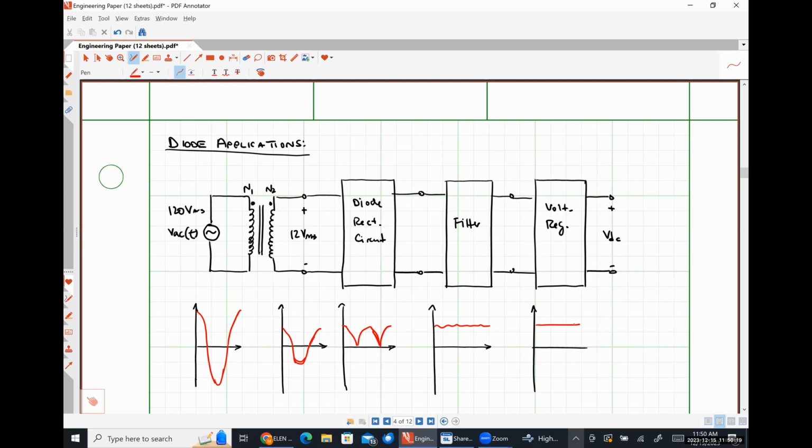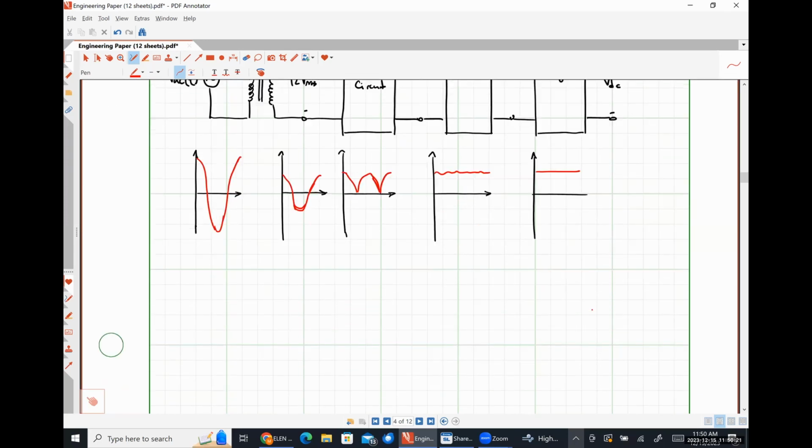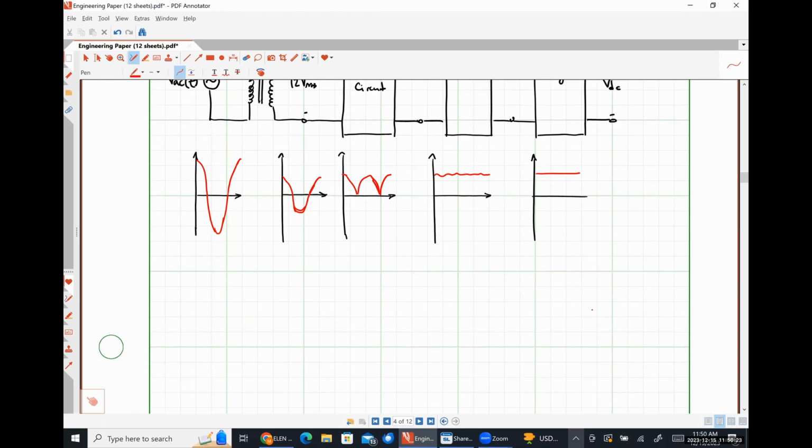So let's look at half-wave rectifiers first. We're going to focus today on rectification, get as far as we can, and then we'll talk about other applications on Monday.